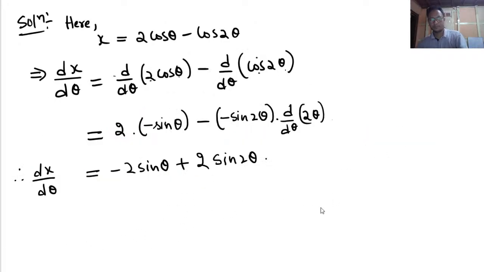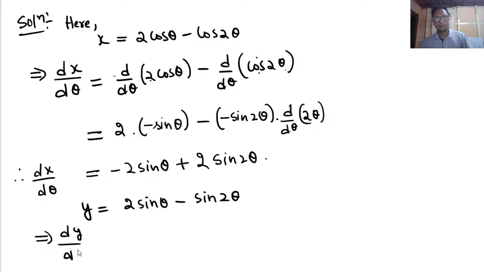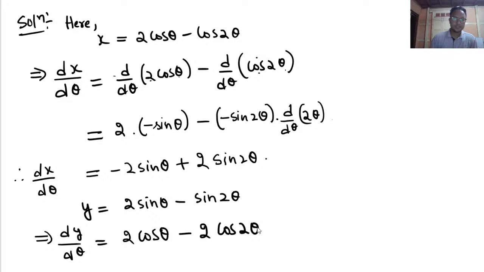Now let's try to find out dy by d theta. Y is 2 sin theta minus sin of 2 theta. Differentiating 2 sin theta gives 2 cos theta, and differentiating sin 2 theta gives cos 2 theta times the derivative of 2 theta, which is 2. So it will be 2 cos theta minus 2 cos 2 theta. Is that okay? Yeah, okay.